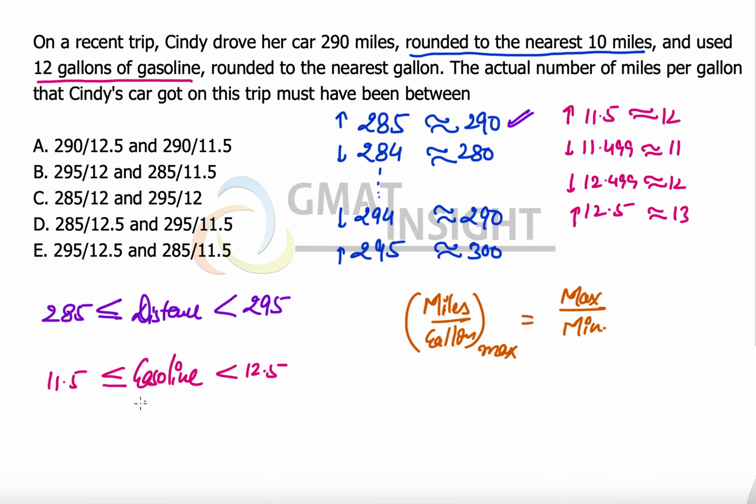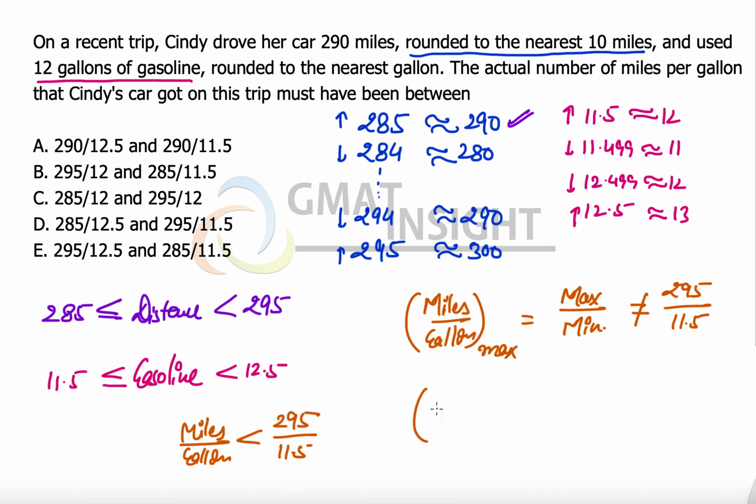So the maximum value of miles per gallon can be equal to, or let's see whether it is equal to or not. The maximum value of the distance is 295, but that's not equal to, because the equal to sign is not there. And the minimum value of the denominator can be 11.5. So we can say that the maximum value of miles per gallon has to be less than 295 divided by 11.5.